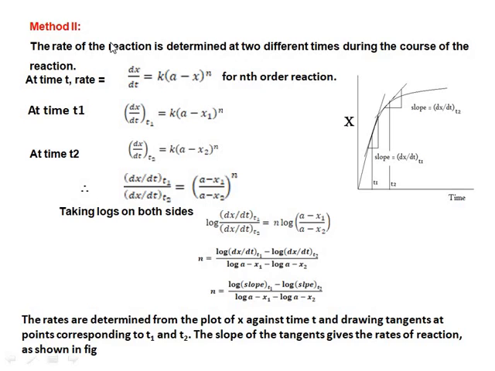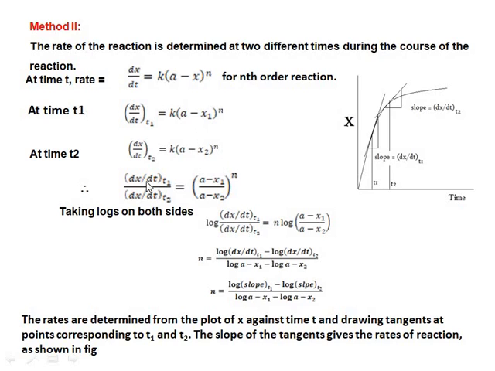Now we have this second method for the determination of order of reactions. In this method, the rate of the reaction can be determined at two different times during the course of reaction, at time t1 and at time t2. The rate of the reaction dx/dt is equal to k into (a minus x) raised to n, for the nth order of reaction. So at time t1, (dx/dt)t1 is equal to k into (a minus x1) raised to n. At time t2, (dx/dt)t2 is equal to k into (a minus x2) raised to n.